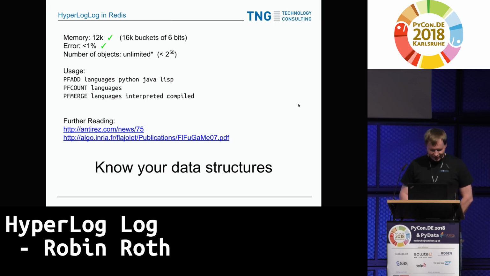This is the usage example. So you have some storage object called languages. You put objects in there, it counts them, you can get a count, and you can merge multiple of those counters together. And some links for further reading. So the first one is about the implementation in Redis, and the second is the original paper. And as a general suggestion, look at those data structures. This is a very absurd one, but there are many really useful ones, and it's nice to know them.